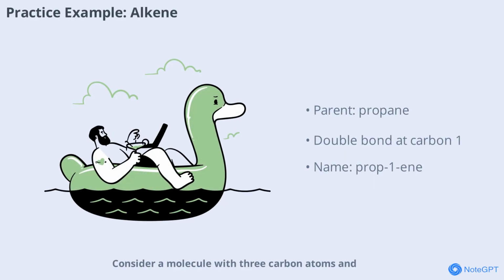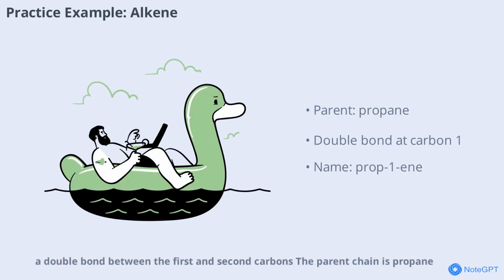Consider a molecule with 3 carbon atoms and a double bond between the first and second carbons. The parent chain is propane and the double bond starts at carbon 1. The correct IUPAC name is prop-1-ene. This example shows how to indicate the position of a double bond in an alkene.